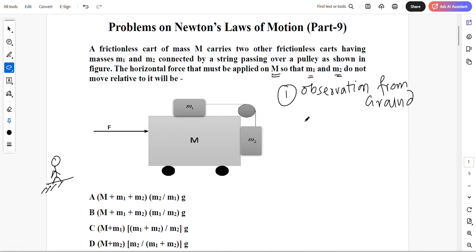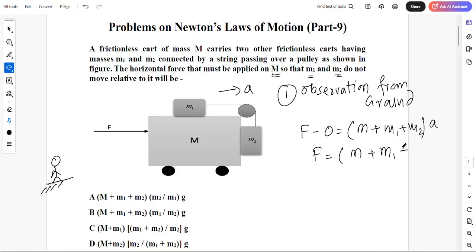This is the driving force. F minus the opposing force, nothing is there, is equal to total mass. Total mass is how much? This is m plus m1 plus m2, where the acceleration will be in the direction of force. This will be a, into a. Understood? Therefore, F is equal to m plus m1 plus m2 into a.